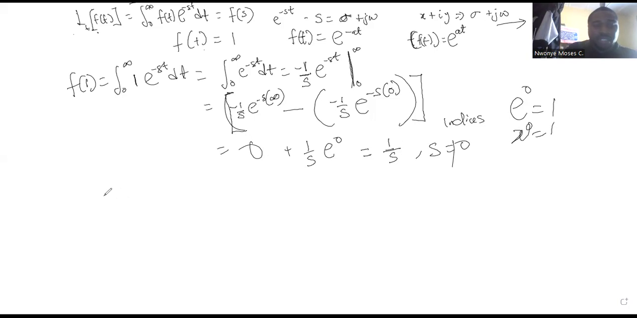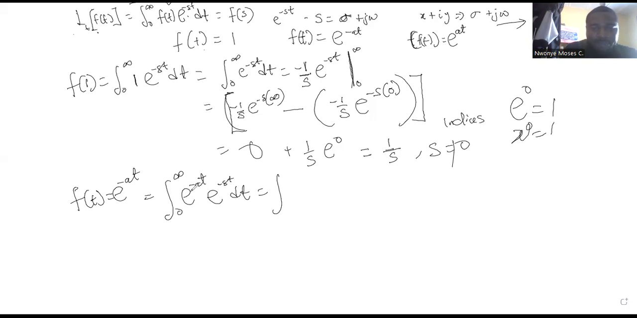Then secondly, let me quickly do the second example over here, when we have f of t is equal to exponential minus at. This is very straightforward also. I'm integrating from 0 to infinity. My function here is minus at. I'm going to put back this particular function here. This function is minus at. So I have minus s of t, then I have the dt.